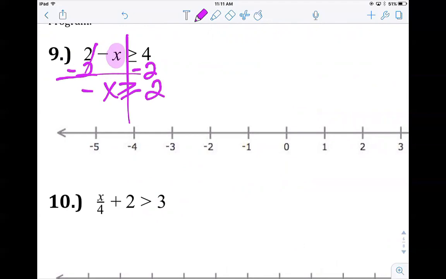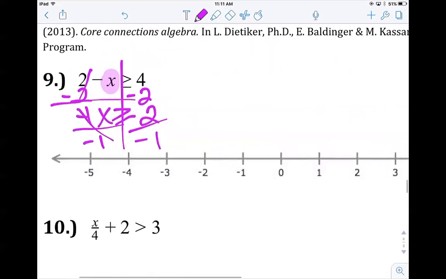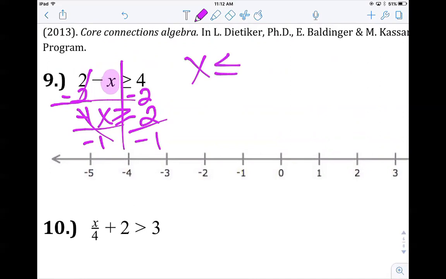Okay, so now we got to get X by itself. And this is kind of like a -1 out there. So I'm going to divide both sides by -1. So there is something special that happens when we divide or multiply by a negative with inequalities. We're going to have our X, but now our symbol is changing direction. And 2 divided by -1 is -2.